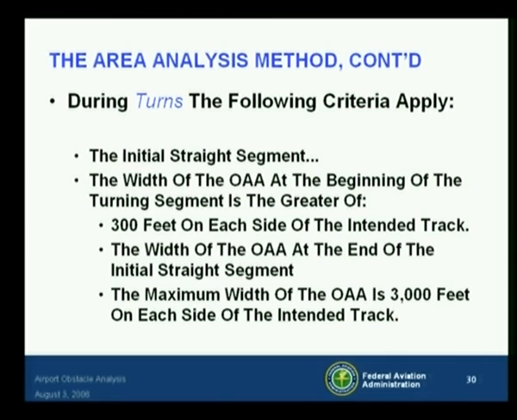During departures involving turns of the intended track, or when the airplane heading is more than 15 degrees from the extended runway centerline heading, the following criteria apply. The initial straight segment, if any, has the same width as a straight-out departure. The width of the obstacle accountability area at the beginning of the turning segment is the greater of 300 feet on each side of the intended track plus the wingspan, which is the regulatory and controlling requirement, or the width of the OAA at the end of the initial straight segment, if there is one.